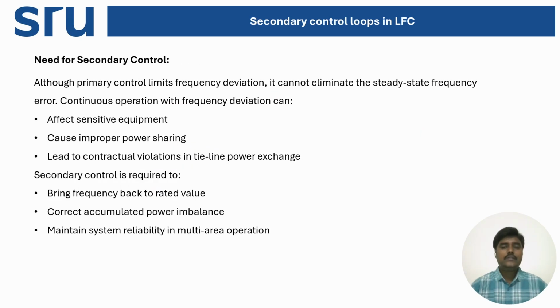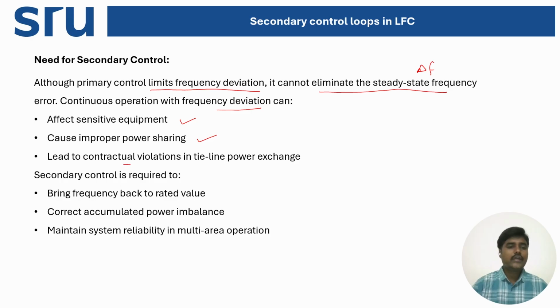So now what is the need for this secondary control? Let's try to understand, if the secondary control is not existing in the system, then what are the consequences? Although primary control limits frequency deviation, its drawback is it cannot eliminate delta F, that is steady state frequency error. So continuous operation with frequency deviation can affect sensitive equipment available in the power system, cause improper power sharing and lead to contractual violations in tie line power exchange.